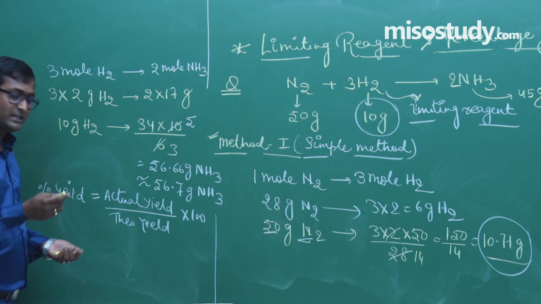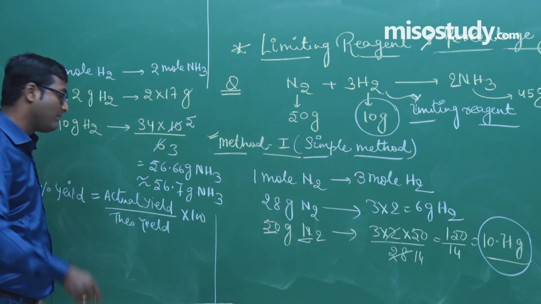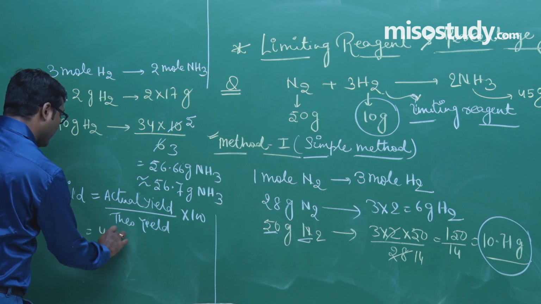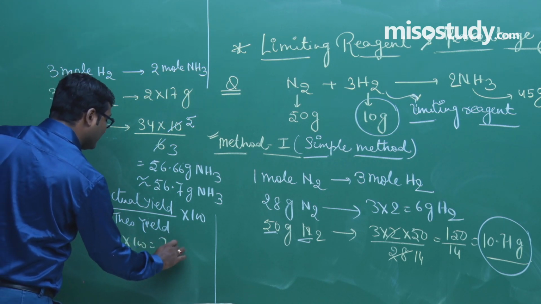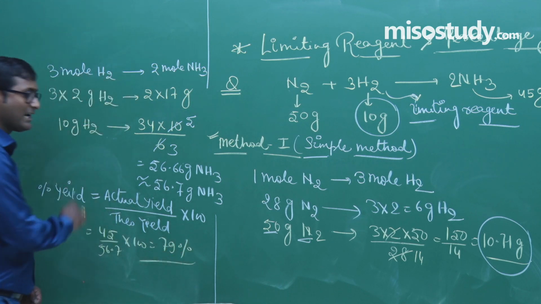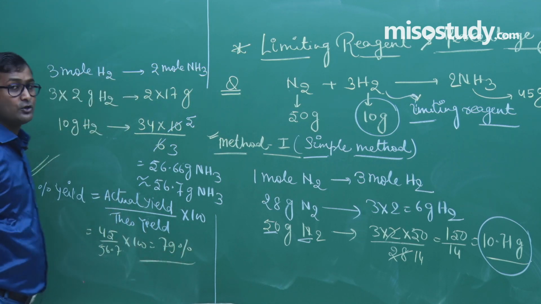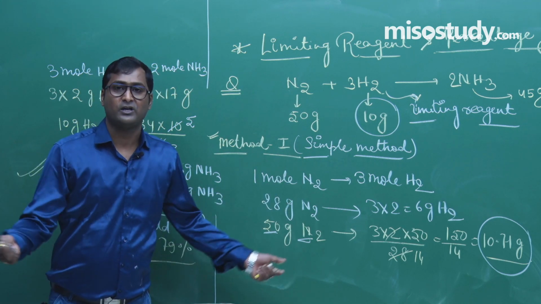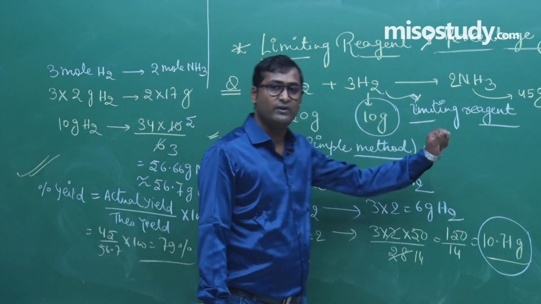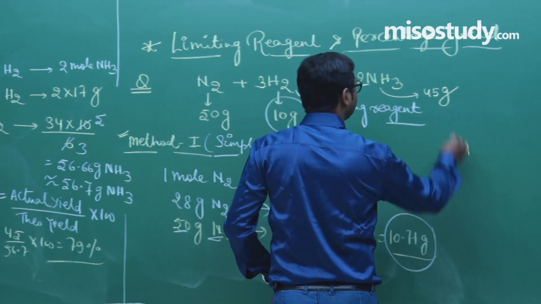What is actual? According to the question it is given that it is only 45 gram. Put here 45 divided by 56.7 multiply by 100. The answer is, my friend, 79%. Look at this, this is the question. Now, this is a simple method. What is special? Now I'm giving you the next method. I'm moving here. Follow me, my friend.